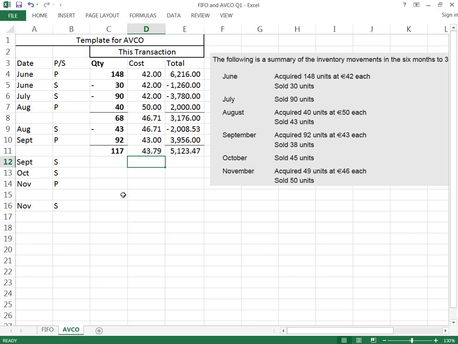Okay, and that's giving me 43.79 as my average. So again, I've got a sale followed by a sale. They're all going to be at the same value. That's 43.79, and the sales numbers are 38 and 45.